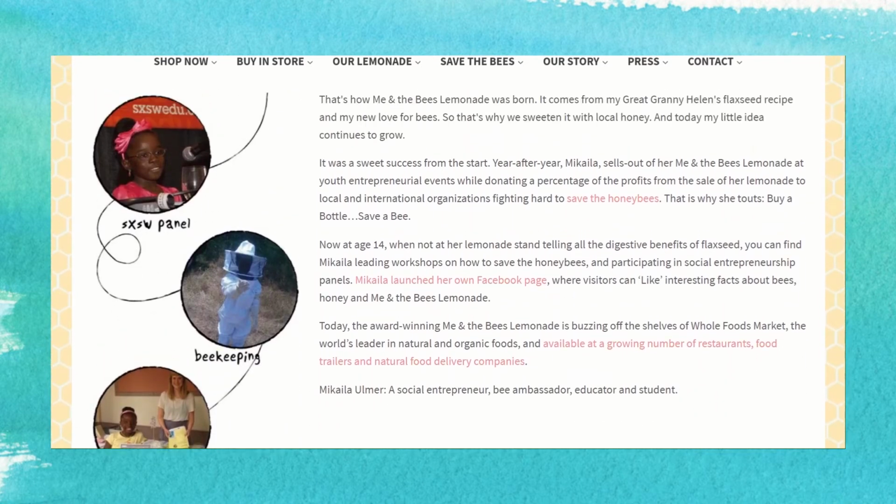Year after year, Mikayla sells out her Me and the Bees lemonade at youth entrepreneurial events while donating a percentage of the profits from the sales to local and international organizations fighting hard to save honeybees. This is why she touts, buy a bottle and save a bee. Now at age 14, when not at her lemonade stand selling all the digestive benefits of flaxseed, you can find Mikayla leading workshops on how to save honeybees and participating in social entrepreneurship panels. Mikayla launched her own Facebook page where visitors can like interesting facts about bees, honey and Me and the Bees lemonade.